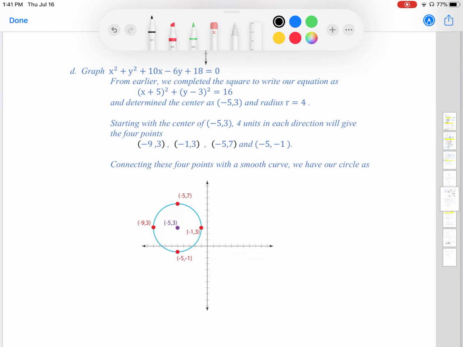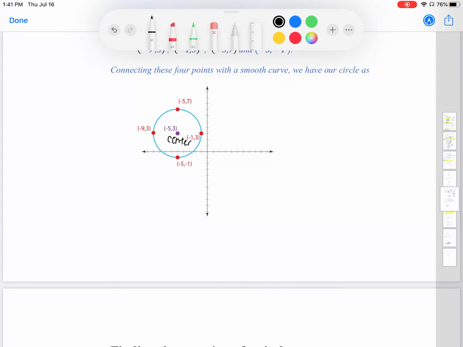All right, from example D, we found our standard equation of a circle, and we got a center at negative 5, comma 3, and a radius of 4. So let's plot our center, and let's move 4 up, down, left, and right. So we get our new 4 points.